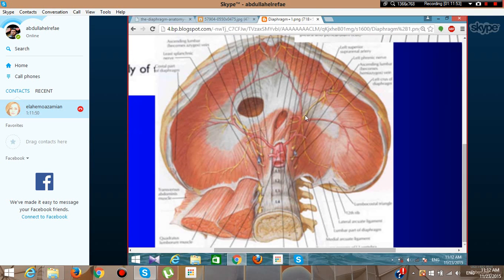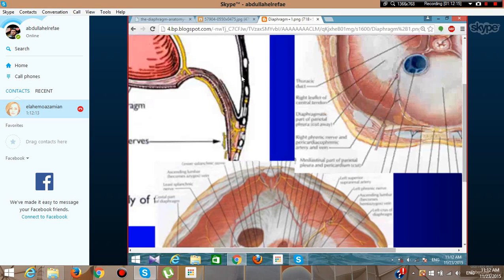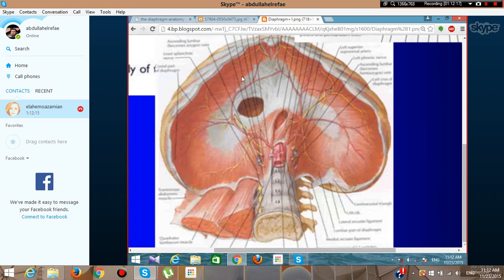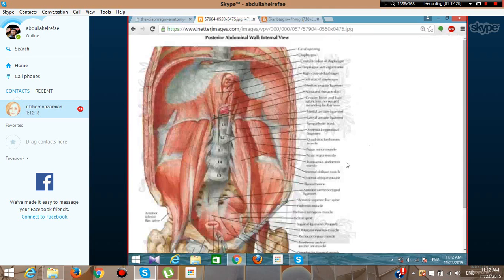What about in the abdomen? Inferior phrenic artery from the abdominal aorta, right? Okay. What about the nodes? In the upper part, in the thorax, it drains into diaphragmatic nodes. Okay. This is the diaphragm. So you have to know origin, insertion, domes, openings, at which level they are, and what passes through each opening, innervation, blood supply.